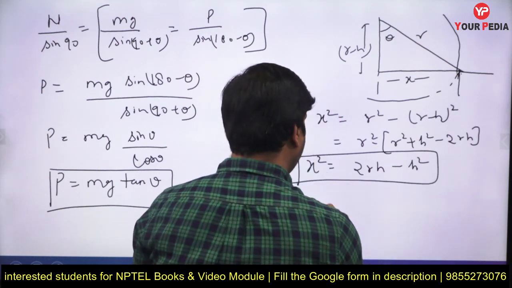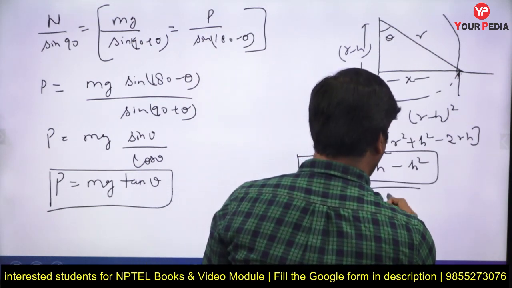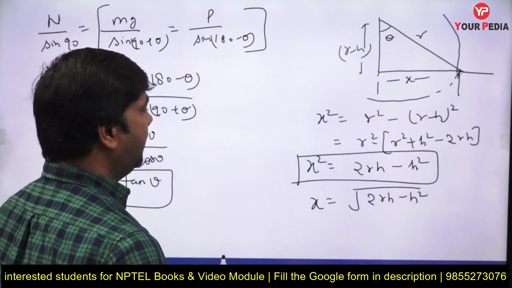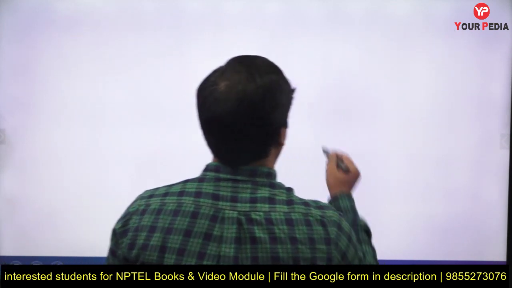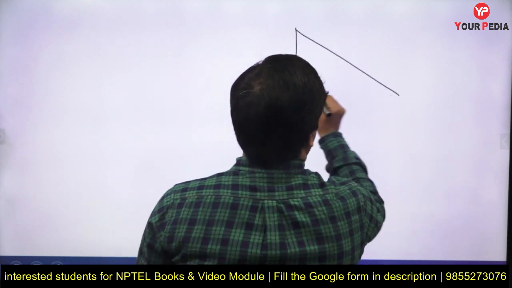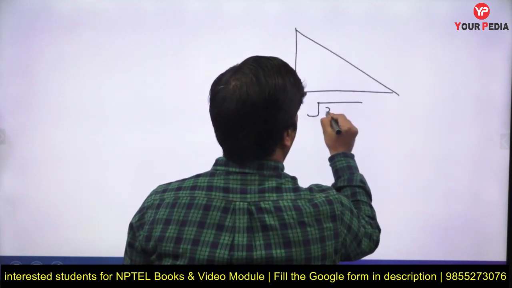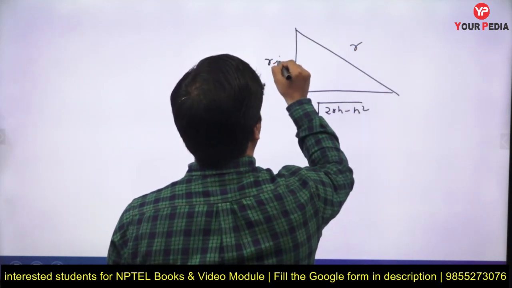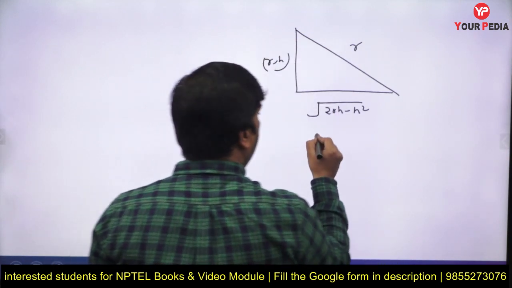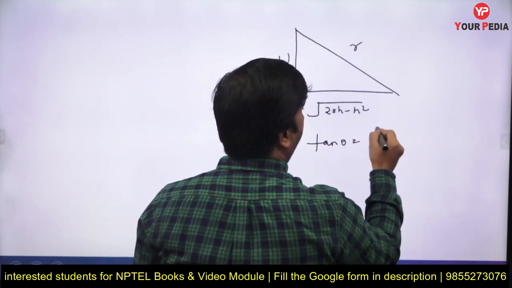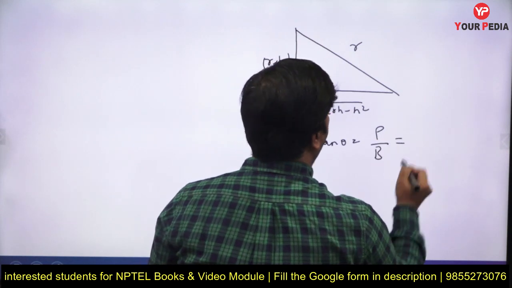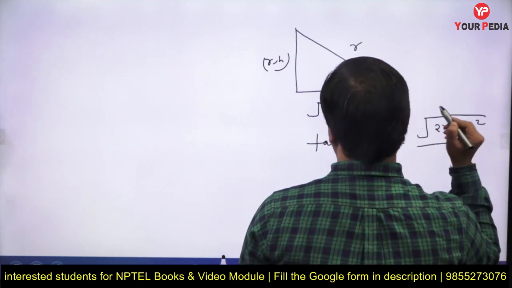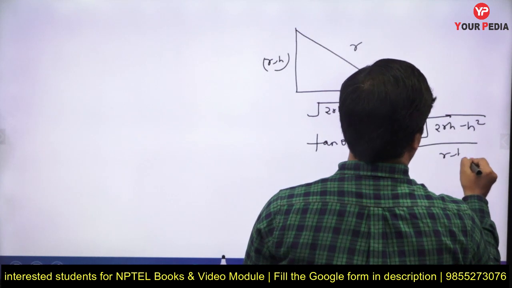But what is the value of x? Here x is root of 2rh minus h square. If I calculate the value of tan theta, the triangle looks like this. This is root of 2rh minus h square, this is r, and this is r minus h. Tan theta equals perpendicular upon base. Perpendicular is root of 2rh minus h square upon base r minus h.